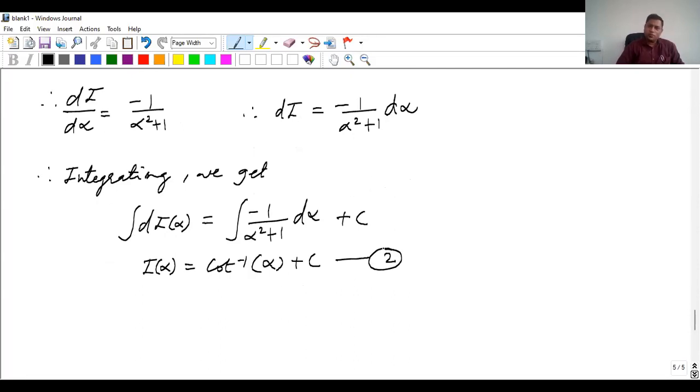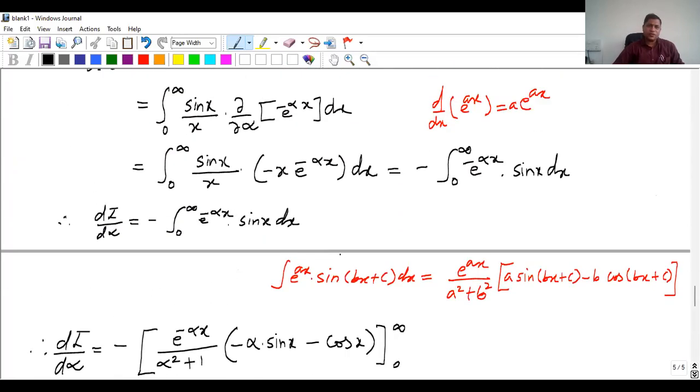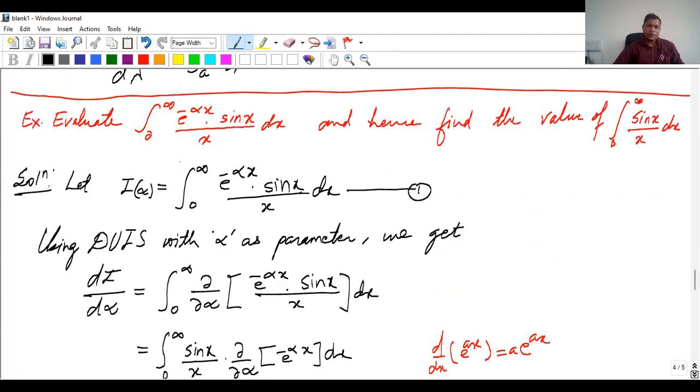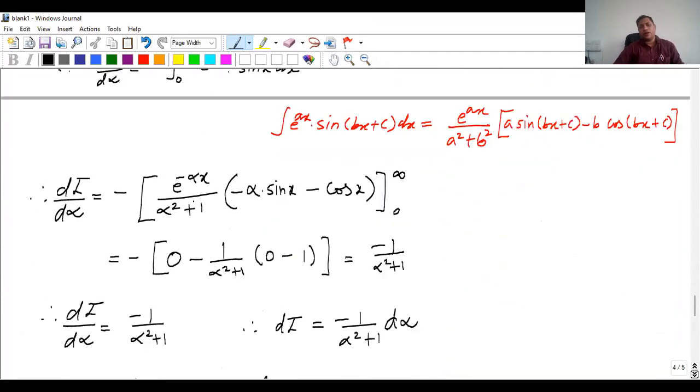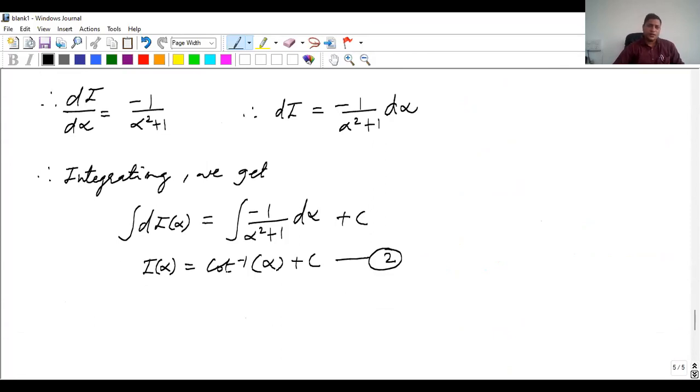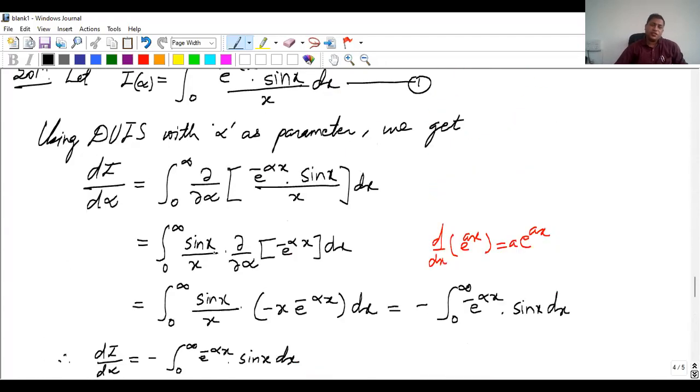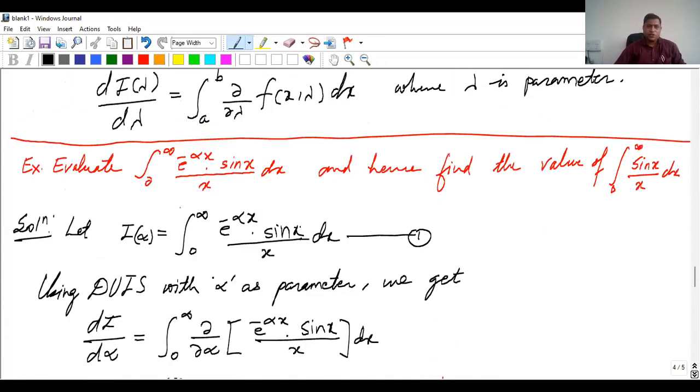So let this be equation 2. Now see, the given integral we have considered as equation 1. This is the given integral. We have considered it as equation 1. And now we got I of alpha is equal to cot inverse of alpha plus c. We have to decide the value of c. So if I want to decide the value of c, what we have to do is initialize the given integral. So think of the value of alpha such that this integral becomes 0.